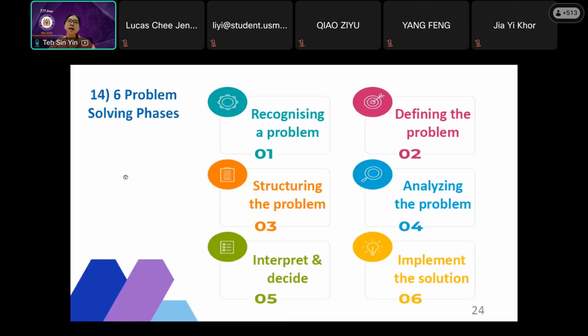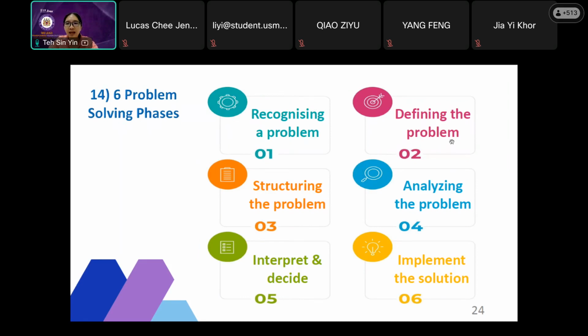Okay, so the last part, the 6 problem solving phases. This question also comes out in the partial question. You are asked to explain, describe or discuss the 6 problem solving phases using an example of a business analytics project. So the first phase is to recognize a problem. There are so many problems in your industry that you want to solve, so recognize which problem you want to solve.